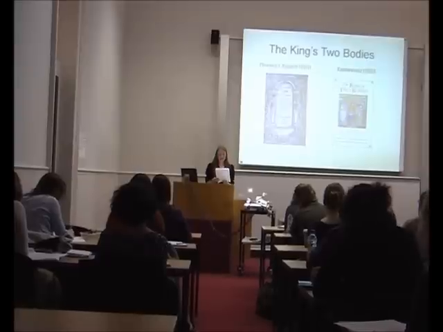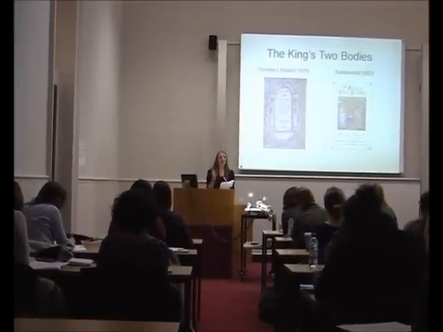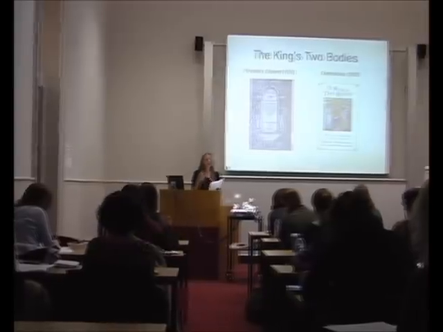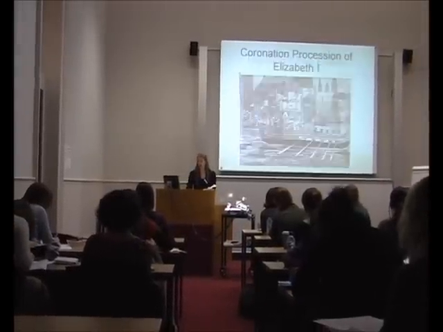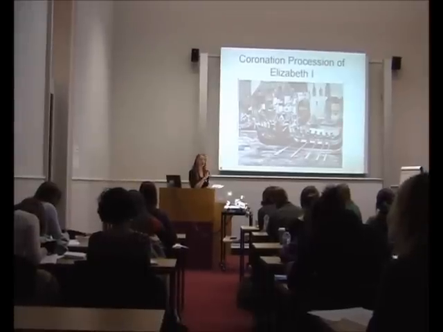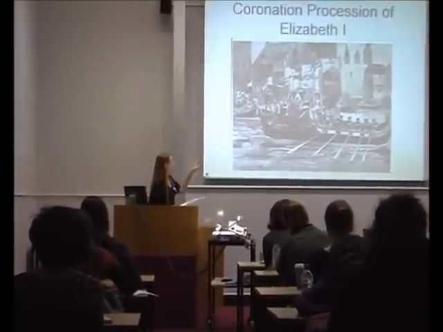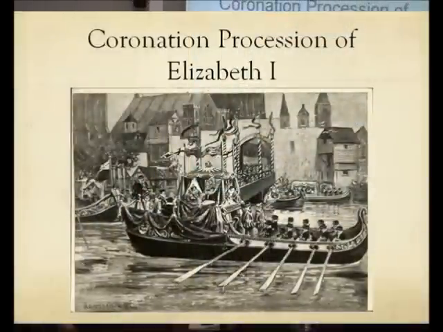Elizabeth I's coronation on the 15th of January 1559 was a particularly grand affair. And I'm going to explain why this is important to the theory of the two bodies as we go along. Here you can see an image of her being taken on a very elaborate boat to be crowned. You can just about make out all of her finery in the middle.